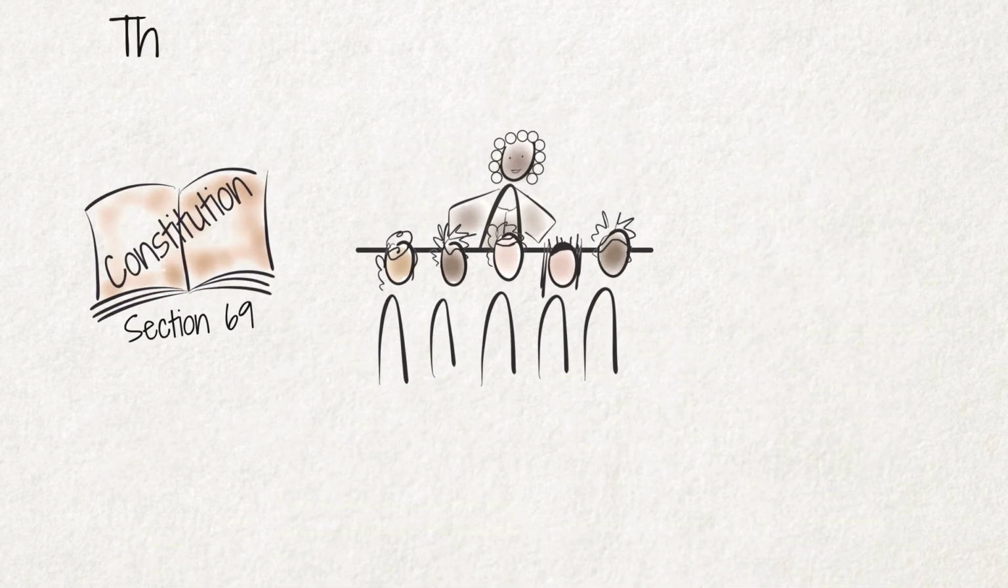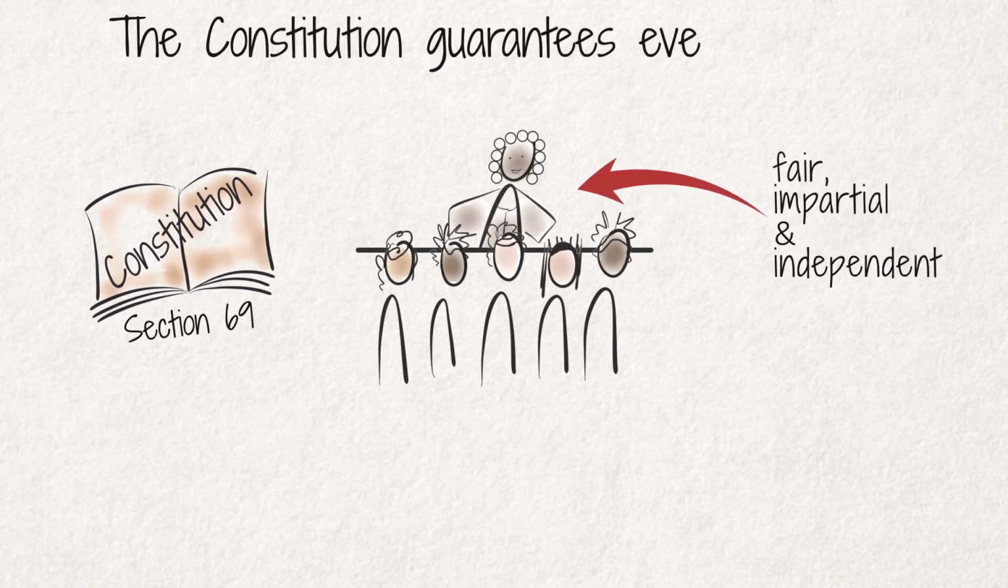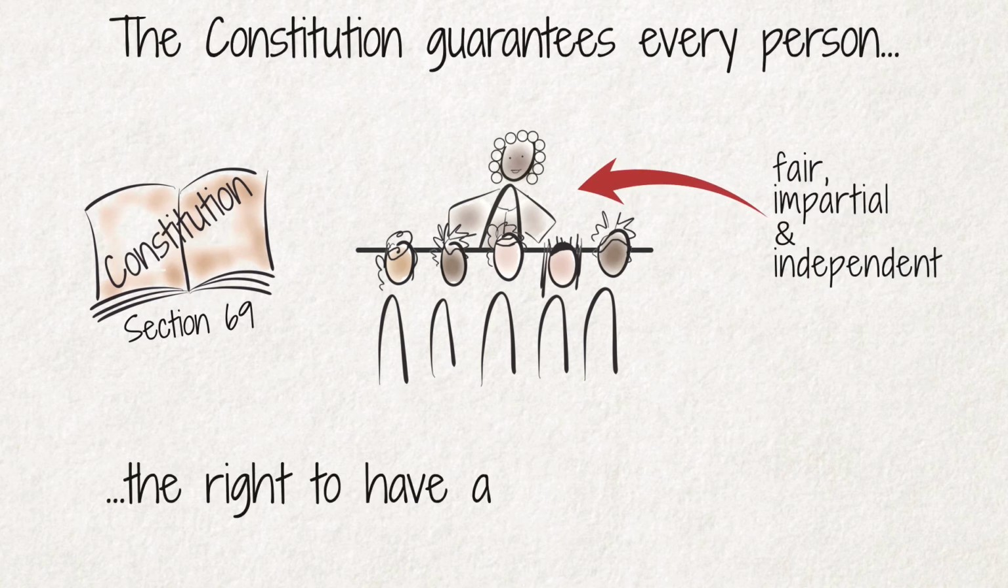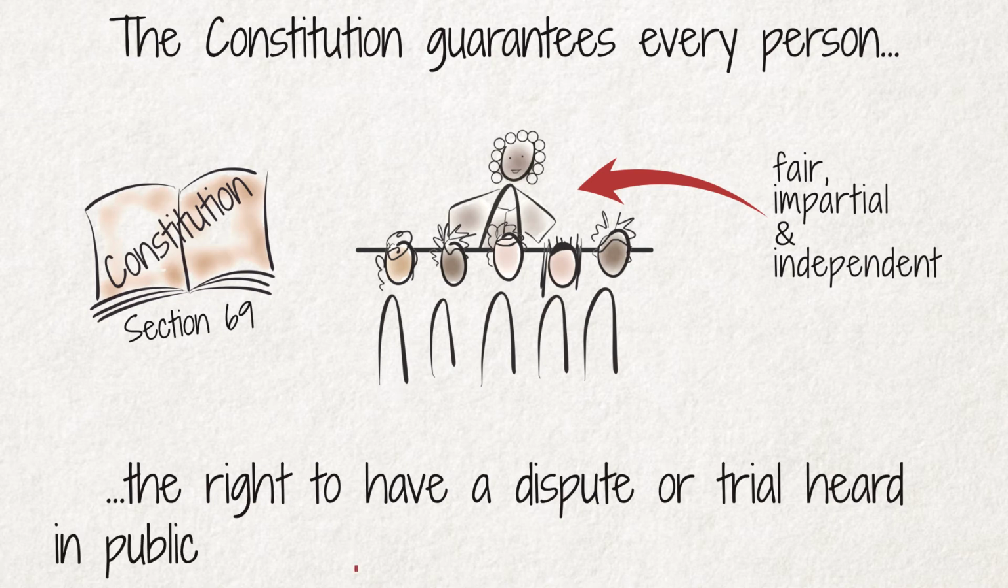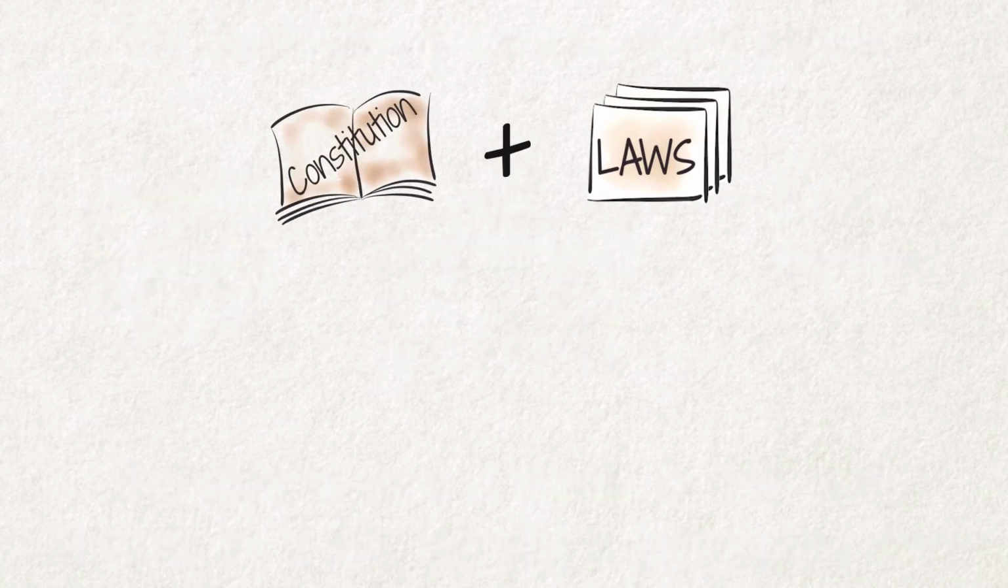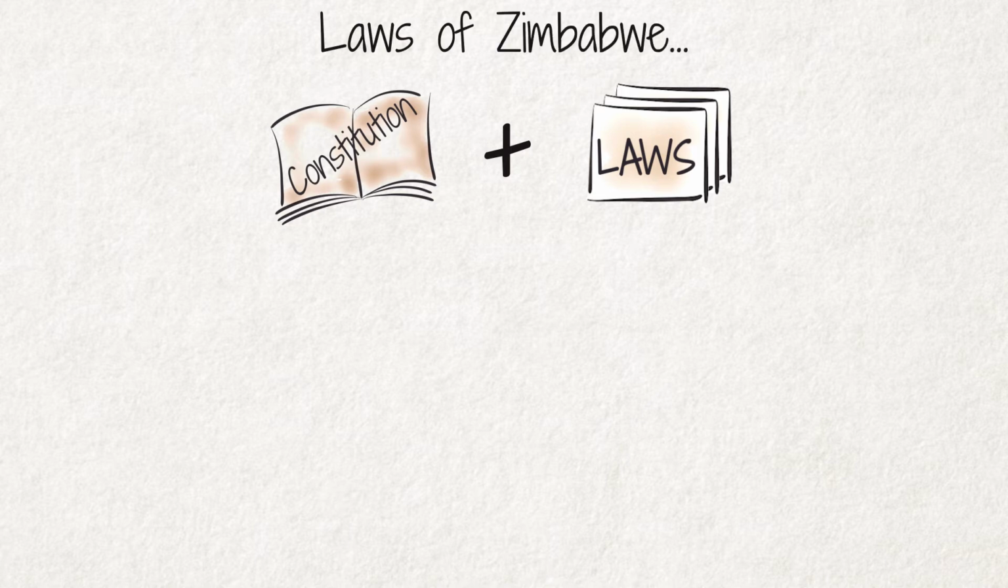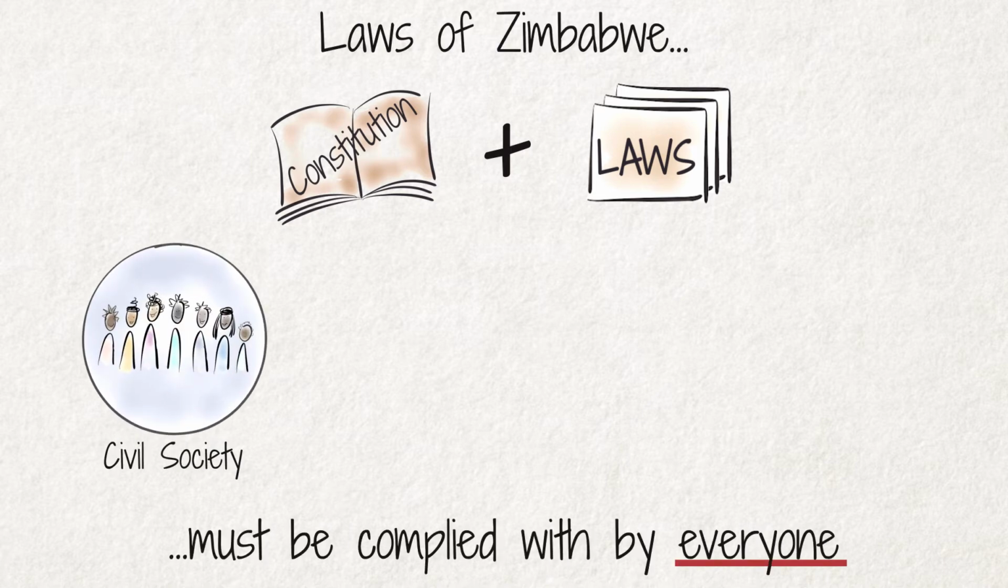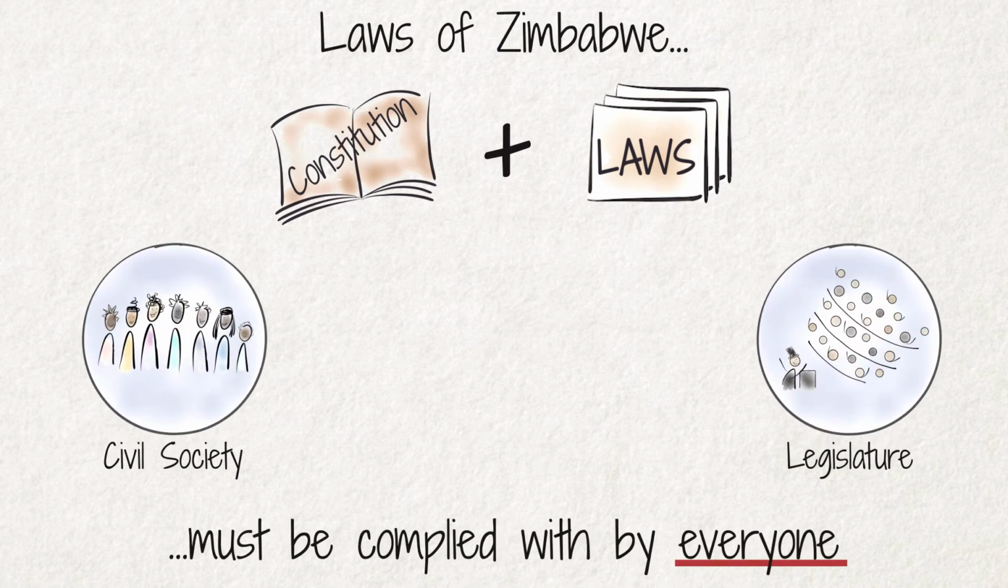Section 69 of the Constitution guarantees every person the right to have a dispute or trial heard in public by a fair, impartial, and independent court. It is the judicial system's duty to make sure that the laws of Zimbabwe are complied with by everyone, including the legislature and the executive.